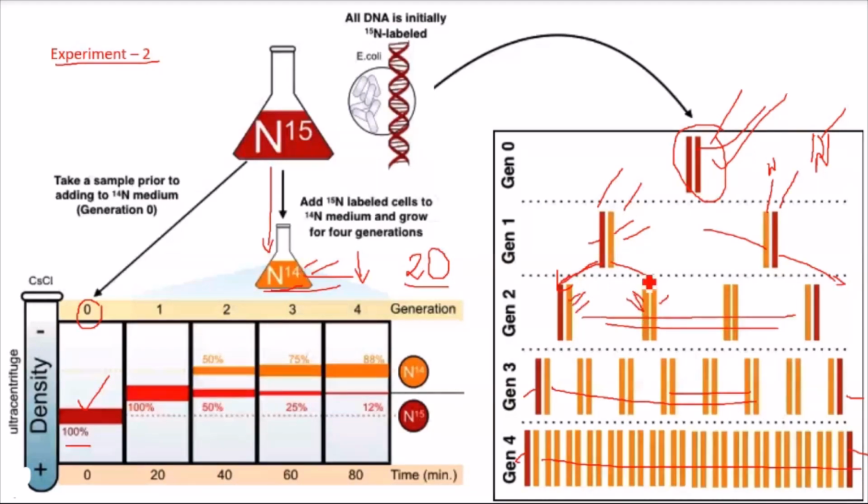One heavy strand is maintained. Then the second generation E. coli is allowed to replicate for the third generation. Then the DNA of the third generation is subjected to centrifuge.